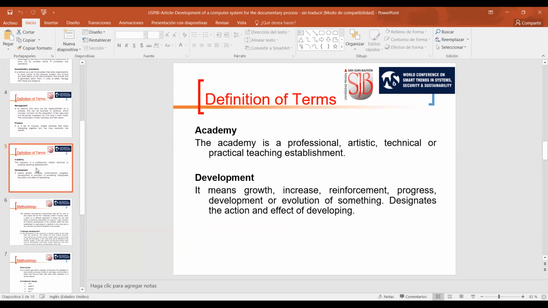In academic, the academic is a professional, artistic, technical, or practical technique establishment. Development means growth, increase, reinforcement, progress, or evolution of some designers, the action in the actually effective.